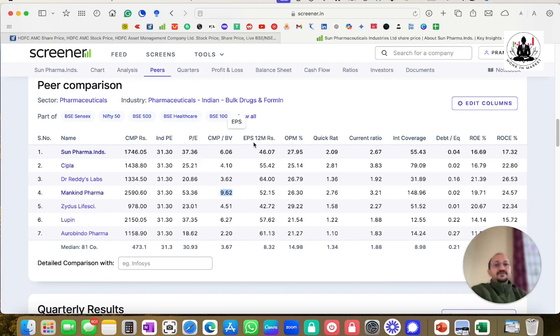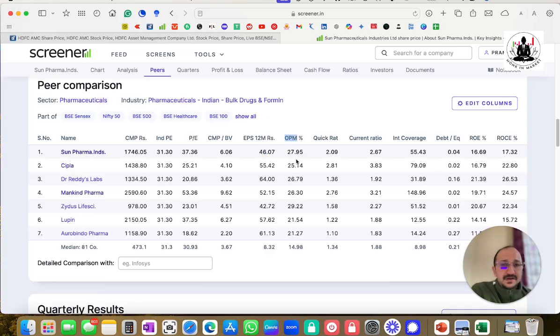Now, earning per share. How much would you have earned from one share in the last 12 months? For Sun Pharma 46, for Cipla 55, these are the numbers. These are in rupees. So if you had invested 17,000, you would have made on average this much money. So we have to see this as well. What are the maximum returns I can expect from here, right?